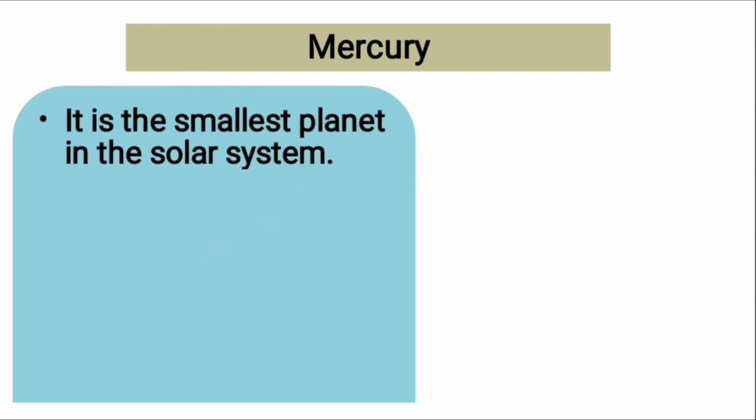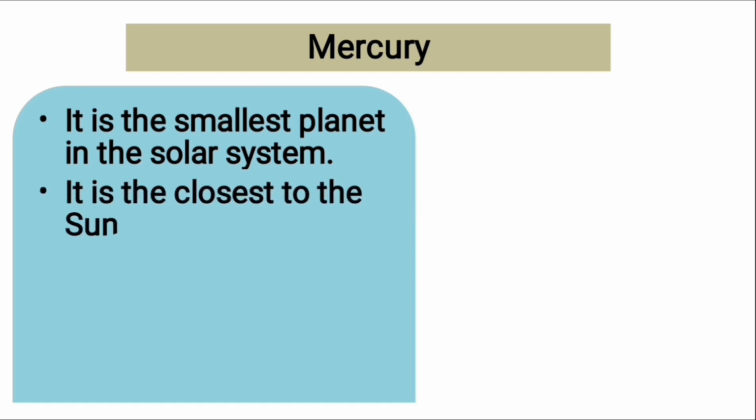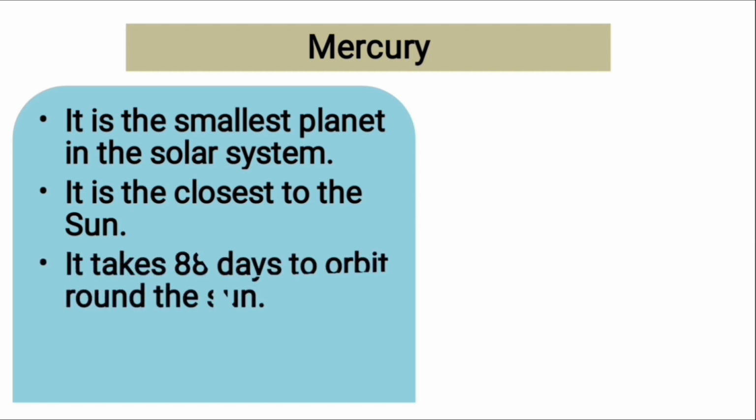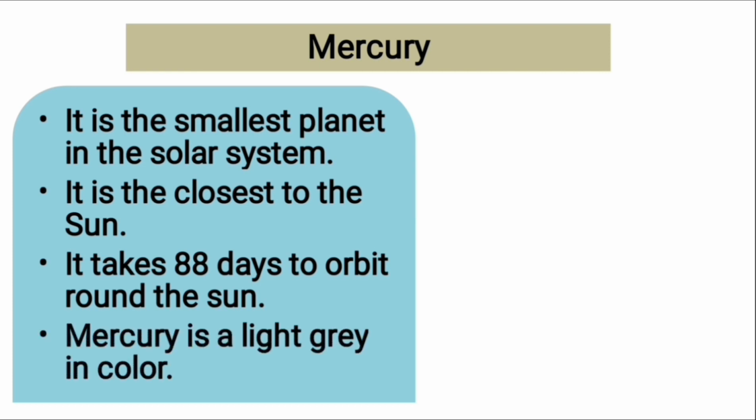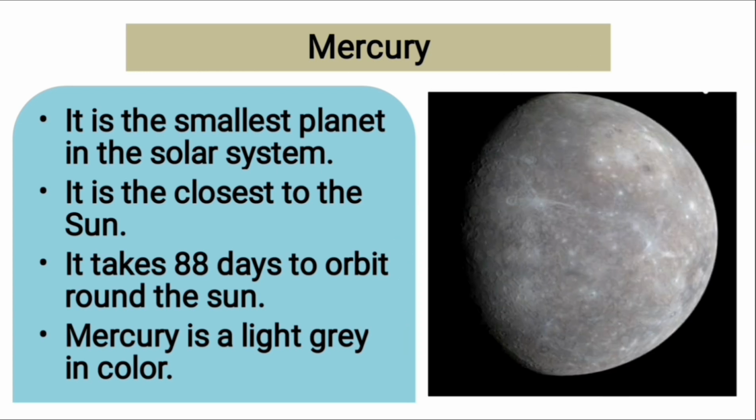It is the smallest planet in the solar system. It is the closest to the Sun. It takes 88 days to orbit round the Sun. Mercury is light grey in color. And it is the second hottest planet. See, it's a picture of Mercury.